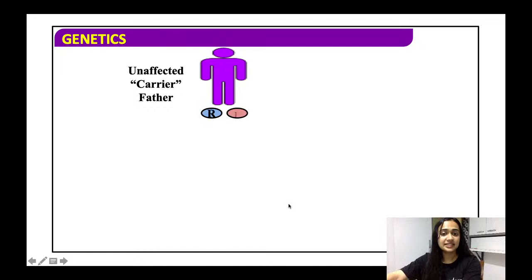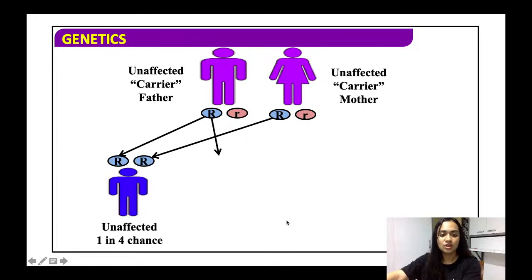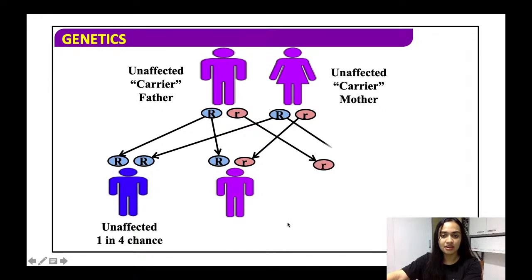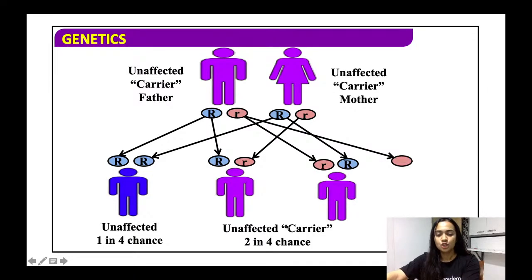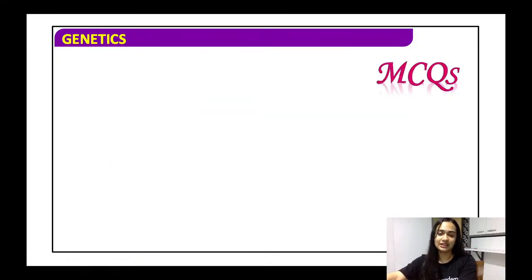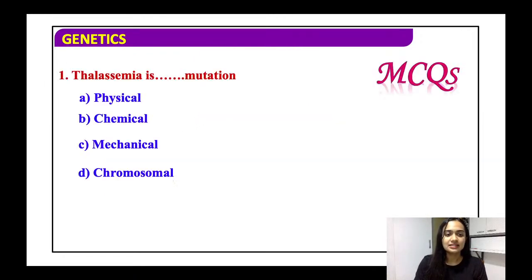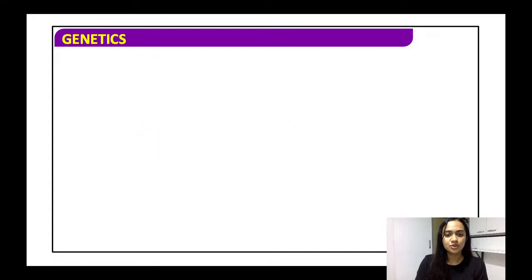We have an unaffected carrier father. This is not a sex-linked trait. And we have an unaffected carrier mother. So now what happens? We have 1 out of 4 unaffected, 2 affected carriers, that is 2 of 4, and 1 affected. Alright? So one is unaffected, one is affected, and the two are carriers. Thalassemia is a chromosomal mutation.